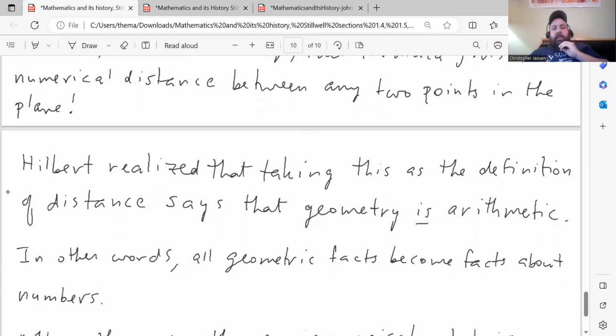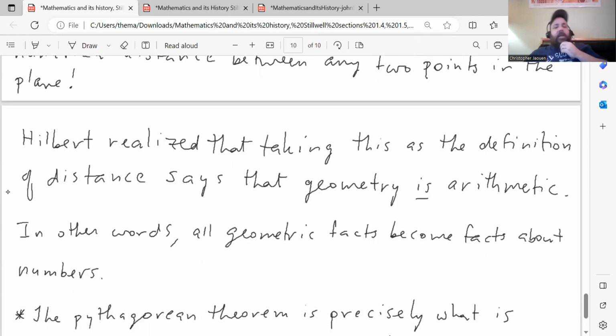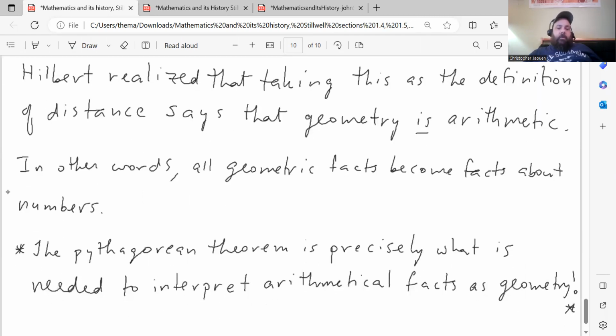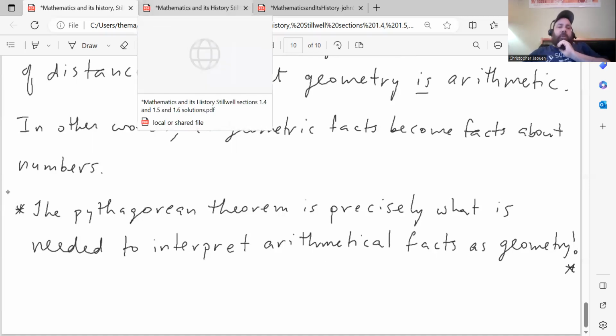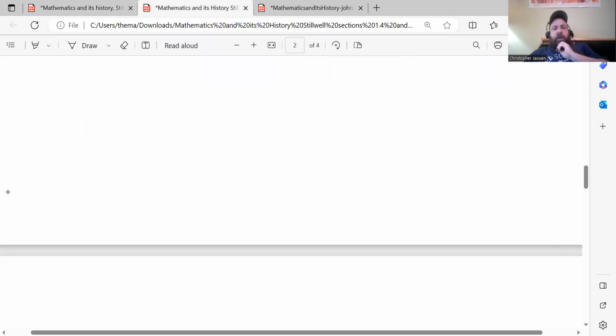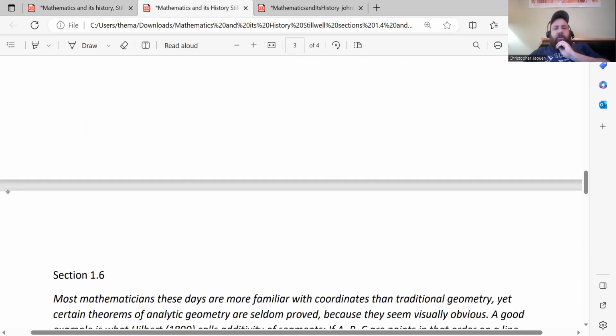Right, Hilbert realized that taking this as the definition of distance says that geometry is arithmetic. In other words, all geometric facts become facts about numbers. And the Pythagorean theorem is precisely what is needed to interpret arithmetical facts as geometry. So we can go back and forth between geometry and number. One branch informs the other and vice versa. Okay, and then there's just two last questions in chapter 1, and then I want to read you the little biographical article that he has about Pythagoras.